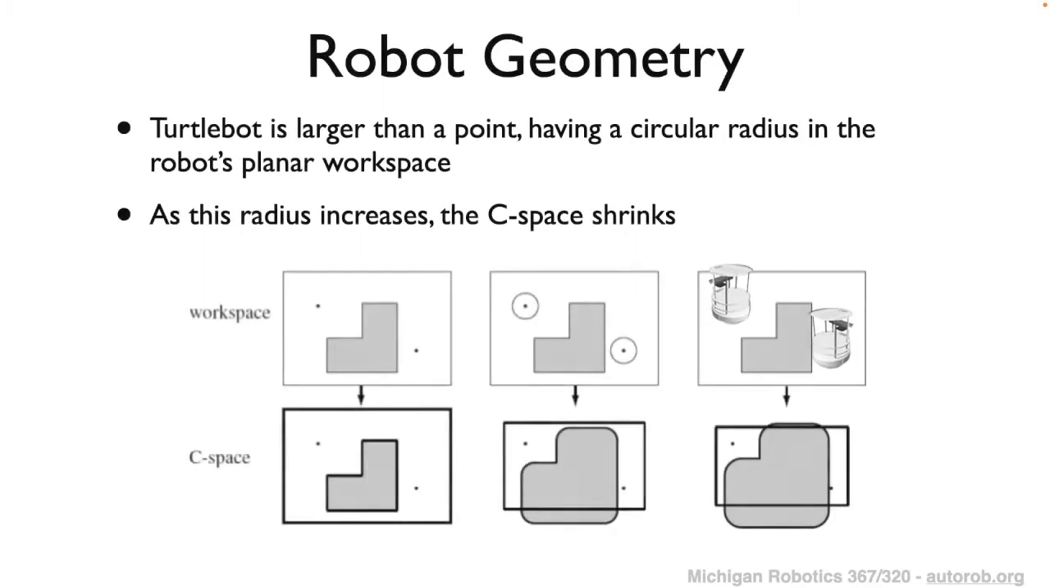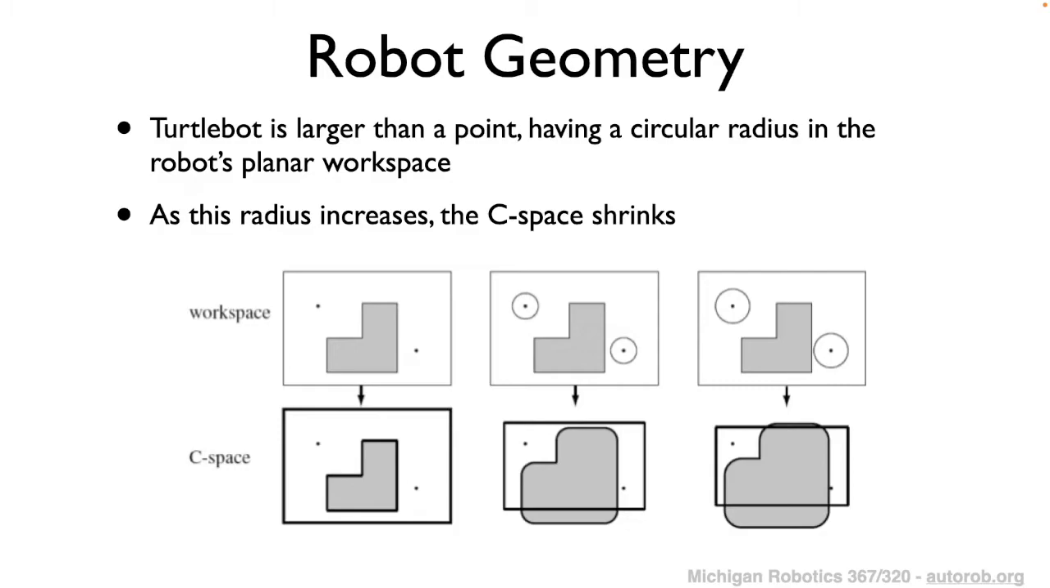When we think about defining the configuration space for the valid poses that a robot can take, we have to incorporate this robot's geometry, right? If we think about this turtlebot, it's large. Another way of saying this is that the turtlebot is larger than an infinitesimal point within the workspace, right? So the turtlebot has some circular radius that takes up physical space in the workspace. As a result, as the radius of our robot increases, the resulting configuration space decreases, right? Because as the robot geometry takes up more of the potential workspace, the number of possible poses that the robot can be in that are valid, that are not in collision, will decrease.